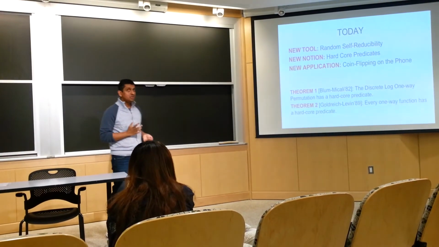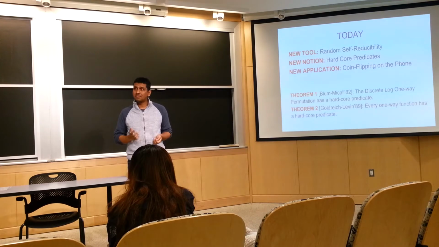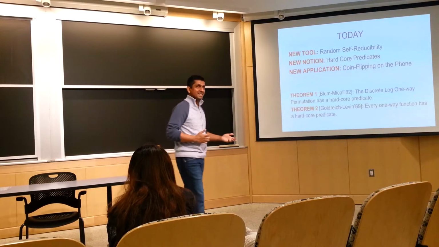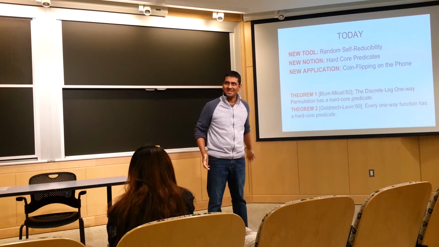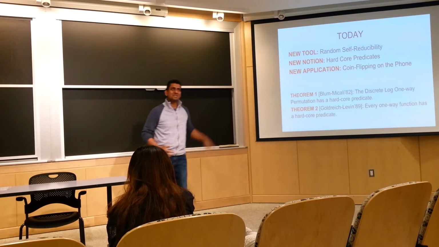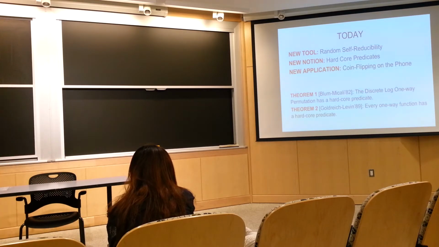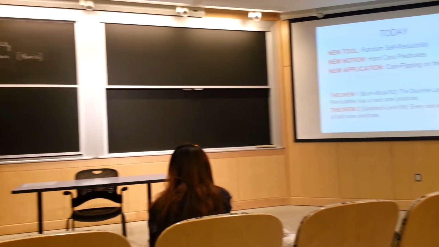We'll start with a new tool called random self-reducibility. This is something that I was supposed to have told you in the last class, and my TAs were pretty upset at me for not doing so. So we'll start off with that. The order is a little bit reversed.